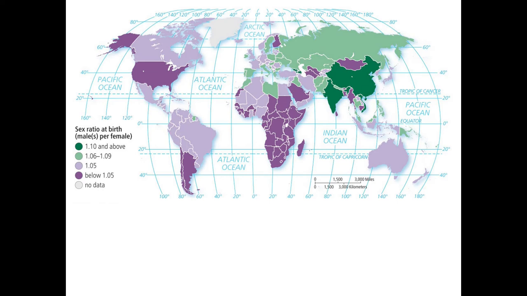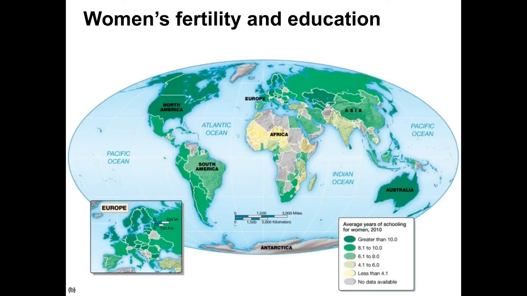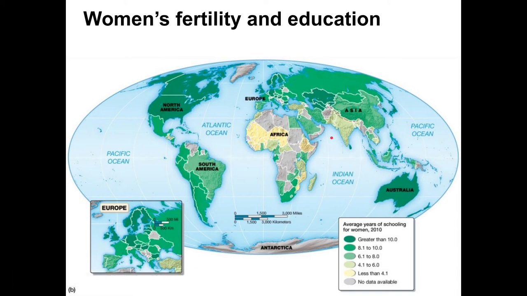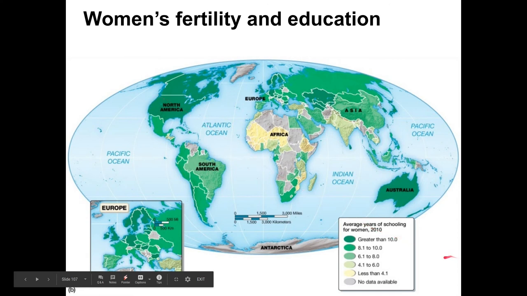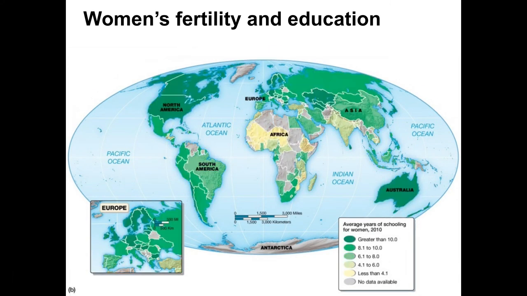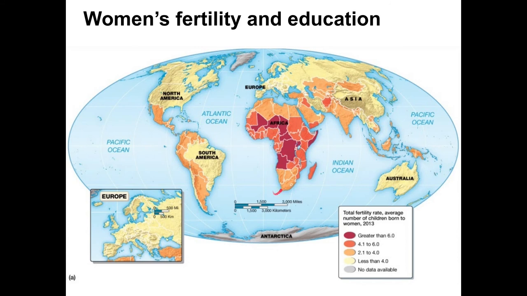So this is the sex ratio at birth, males to females. Average years of schooling for women. No data available for a lot of African countries. The rest of them looks like it's less than 4 years. India, 4 to 6 years. China, 6 to 8 years. And then lots of European countries, North America, average number of years of schooling for women is greater than 10. Total fertility rate in Africa. So you can compare the countries that don't have any data on sending their women to school are also the countries that have the highest fertility rates, more than 6, fewer than 4.